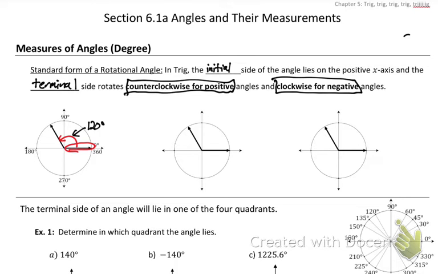Why is it positive? Because it's going counterclockwise. It feels weird. It feels like clockwise should be positive, because we always say clockwise, but it's counterclockwise. So that's going to be 120 degrees. Now our next one. I'm going to say we went this direction. What's the first thing I know about that angle? It's going to be negative. So it's going to be negative something.